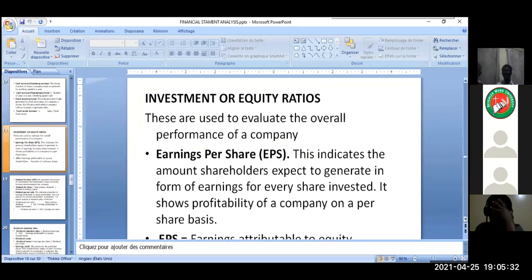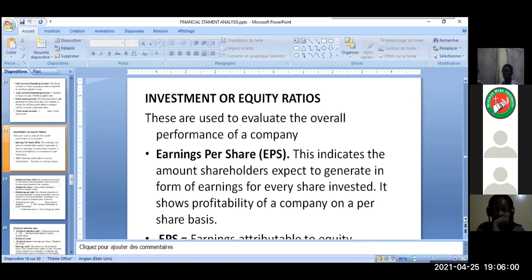Now, we go to investment, or what we call equity ratios. Some call it investment ratios or equity ratios. They are the same. These are used to evaluate the overall performance of the company. And it is very key because we all need to know how the company or the organization is performing.